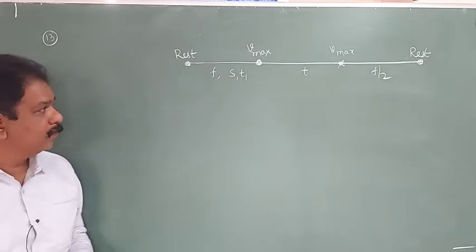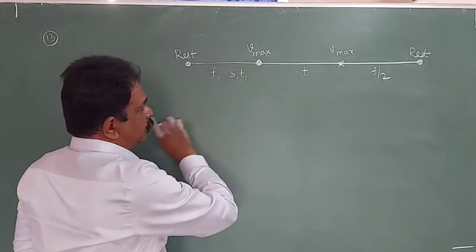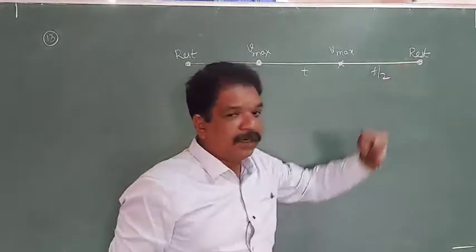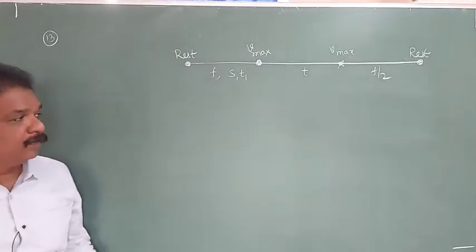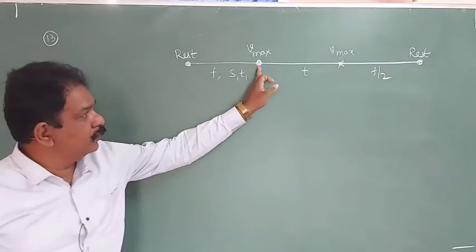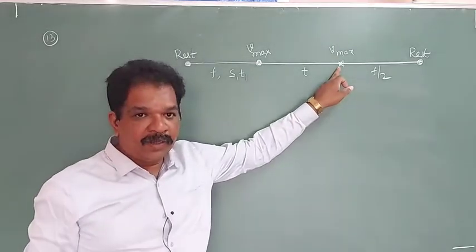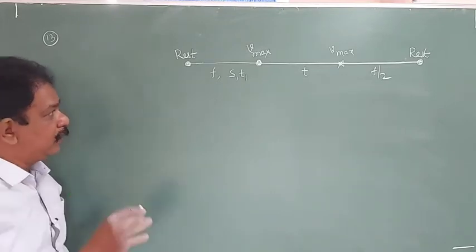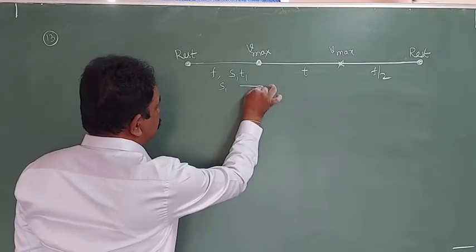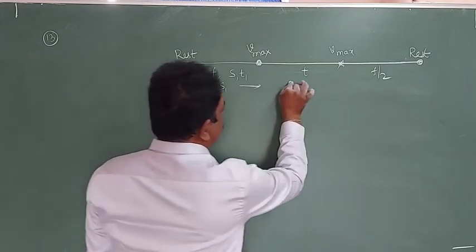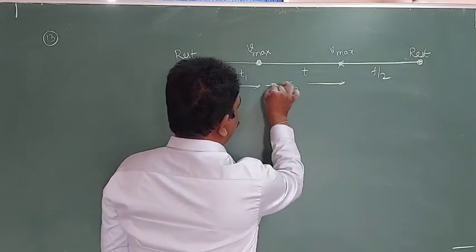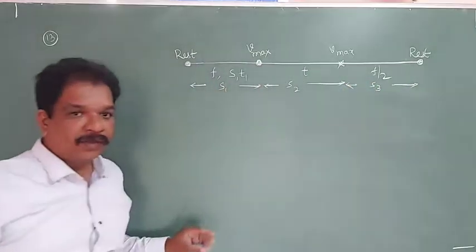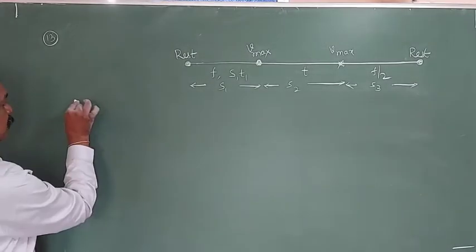That is the question. This is accelerated motion. This is uniform motion. This will be retarded motion. Points are clear? This is accelerated motion, this is uniform velocity, this will be retarded motion. Okay, total journey here, let this distance be s1, this distance s2, and this distance s3. First we will discuss accelerated motion.